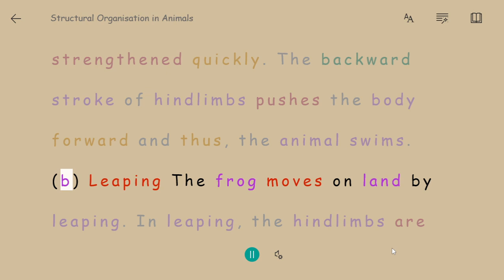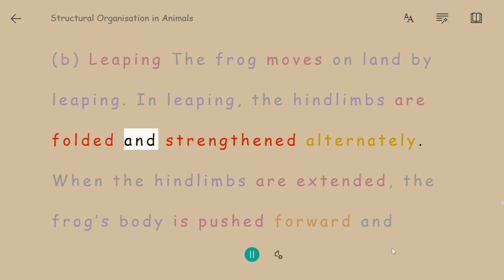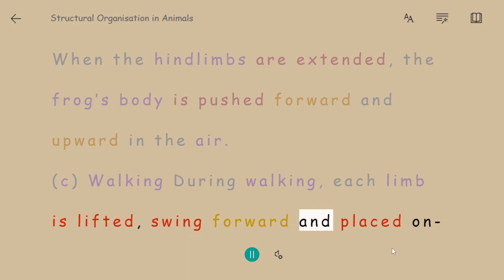B. Leaping. The frog moves on land by leaping. In leaping, the hind limbs are folded and stretched alternately. When the hind limbs are extended, the frog's body is pushed forward and upward in the air. C. Walking. During walking, each limb is lifted, swung forward, and placed on the ground again.